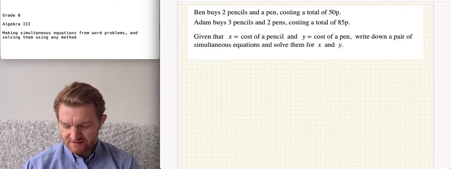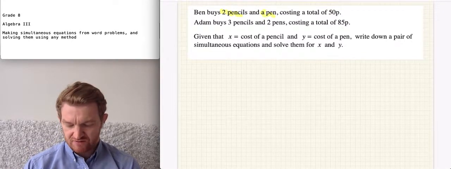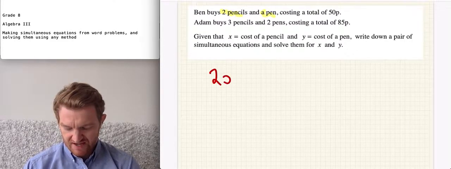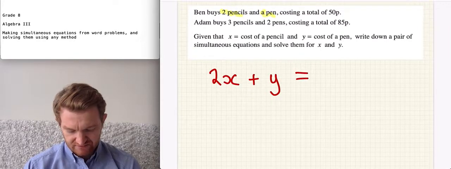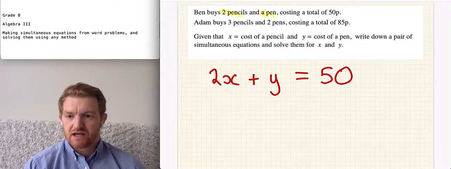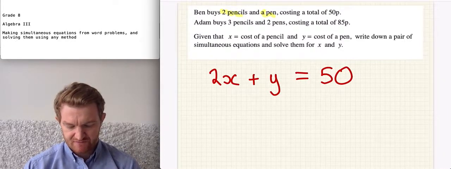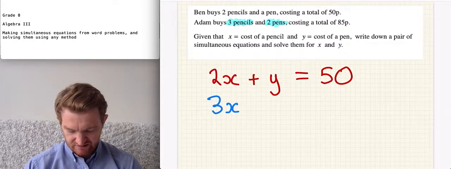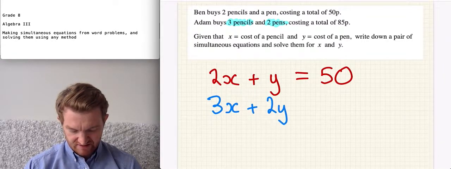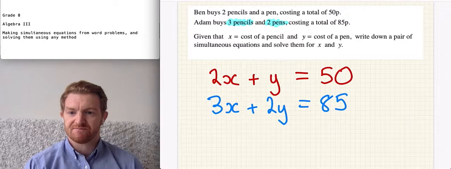So we look at the first sentence. It says we've got 2 pencils and a pen. Well, 2 pencils, we know pencils are represented by X, and we've got 2 of them, so it's going to be 2X, and then pens, 1 pen, plus Y. We're adding the costs together because we are combining them, and the total is 50. Notice we don't need to put pence, just the numerical value is fine. After that, we can then look at the second one. We've got the same basic idea, 3 of one and 2 of the other. So we can say 3 pencils and 2 pens is 85 pence.